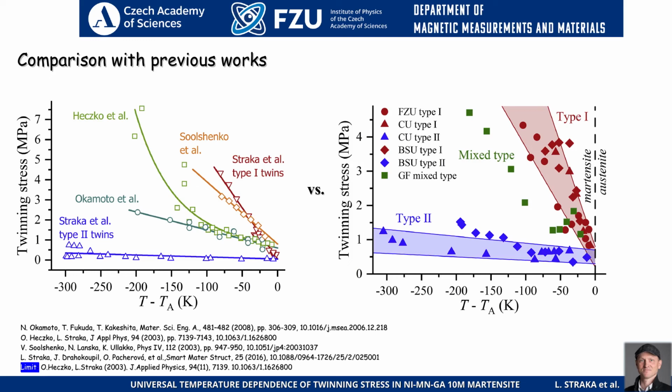And then we have this Heczko, where the dependence looks somehow exponential. But in any case, it's between type 1 and type 2, so I would suggest that this was mixed type twins. And Okamoto, it's also in between. I would say probably also mixed type twins. And additionally, I would like to emphasize that Okamoto measured on a stoichiometric alloy, which maybe also has some influence.